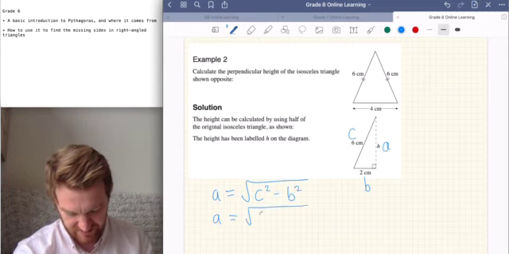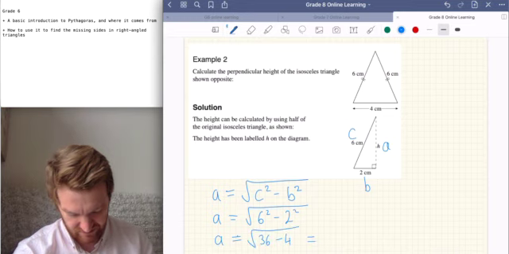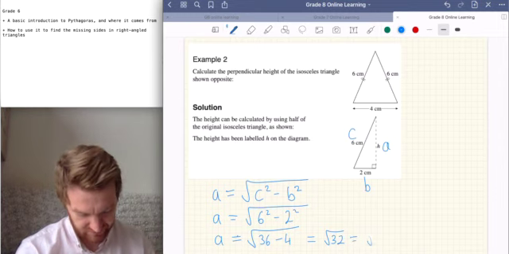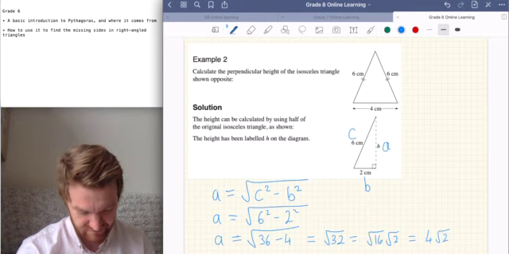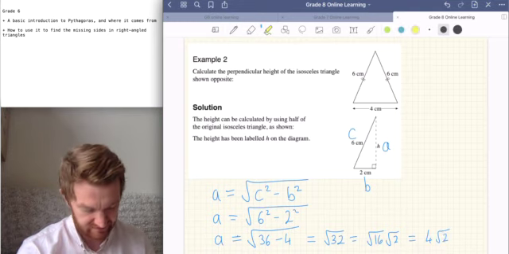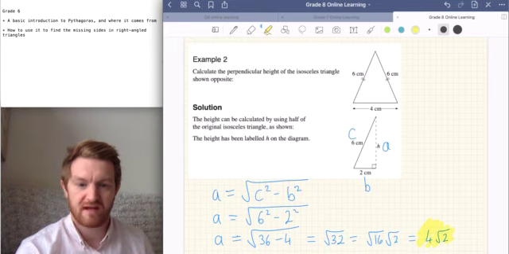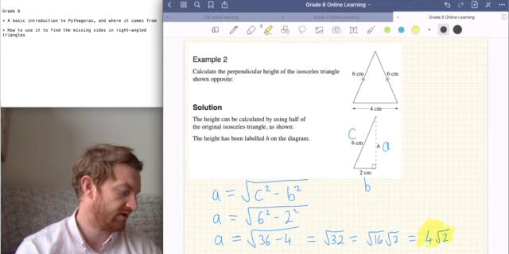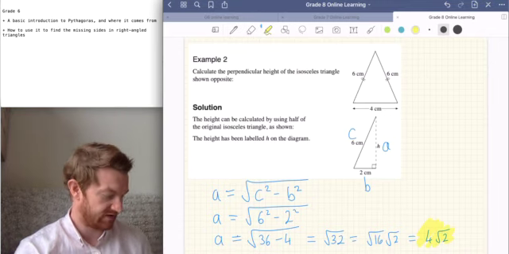Substitute, C squared is 6 squared. So A squared is equal to 36 minus 4, which is equal to the square root of 32. Which is equal to 16 times 2, so it's going to be 4 root 2, and that is one of our answers. Or we can type the square root of 32 into the calculator, and we can say the square root of 32 is 5.66 centimeters.